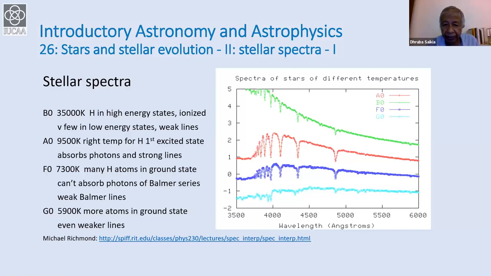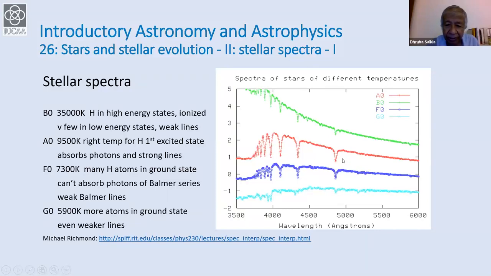9,500 degrees Kelvin, which is like a Vega star. At lower temperatures, the proportion of atoms which are ionized will come down. And you want the maximum number of electrons to be in the first excited state. And you want the photons coming out from the star at 9,500 degrees Kelvin to be able to take it from n equal to 2 or n equal to 3 or n equal to 4, depending upon which one of the Balmer lines you're talking about. So for an A0 star, given the surface temperature, it seems to be just right to have enough hydrogen atoms not ionized and at the right energy levels to give you the strong Balmer lines that you see.